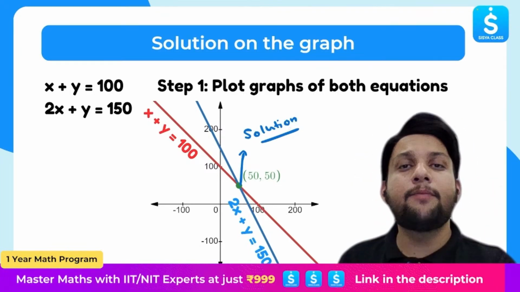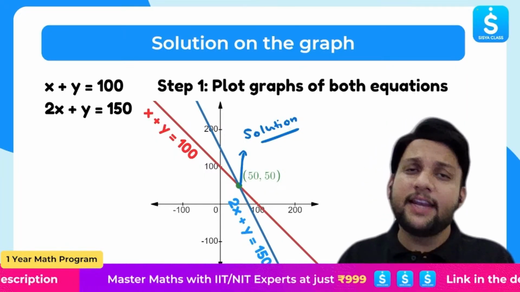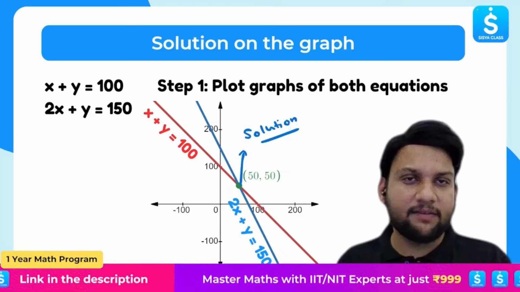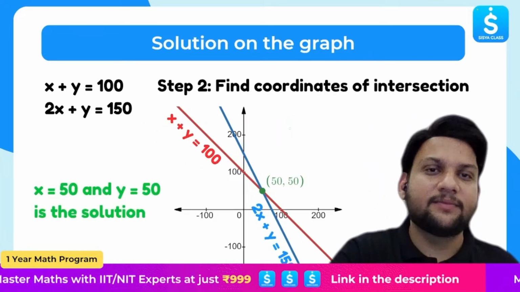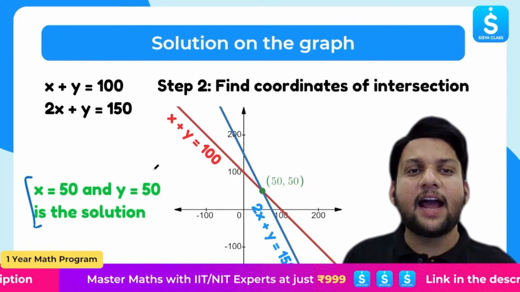I'll again tell you how. First step, we will plot the graph of the first equation. Second, we'll plot the graph of the second equation. Next, we see the intersecting point, and that point becomes the solution of our equation. Pretty straightforward. Awesome. Right. So in this case, we can safely say x equals 50 and y equals 50 is the solution.